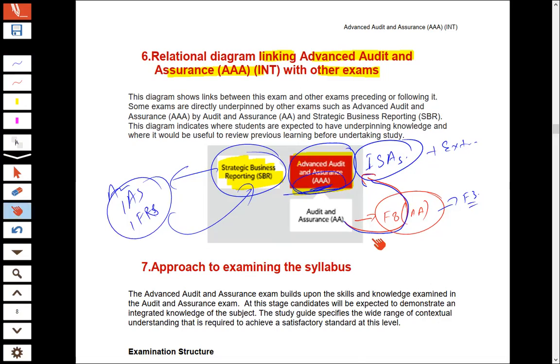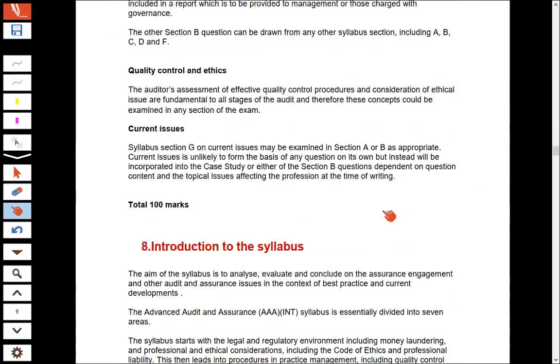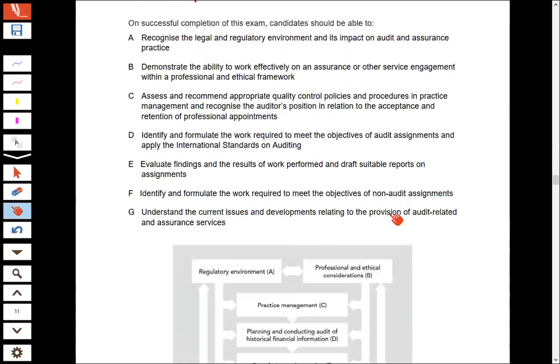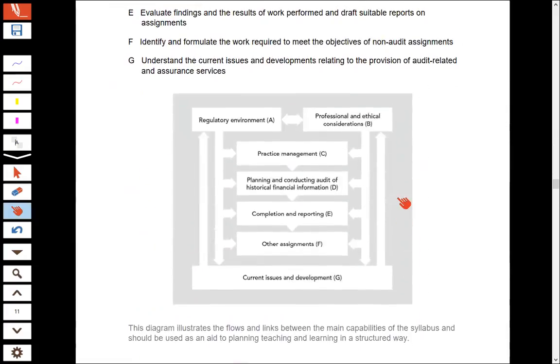First of all, I would like to give an introduction about the syllabus, which is divided into A, B, C, D, E, F, G. These are the main sections, named syllabus areas A, B, C, D, E, F, and G. These are the 7 areas.